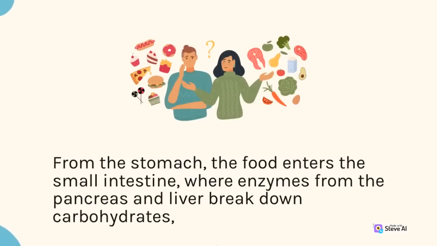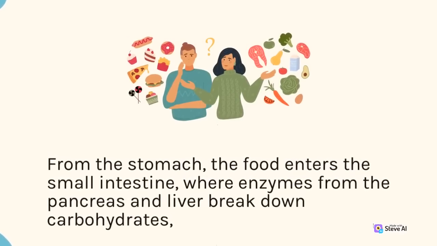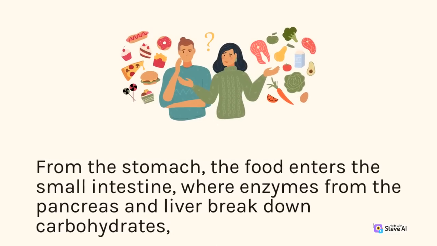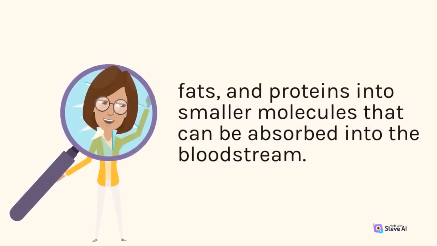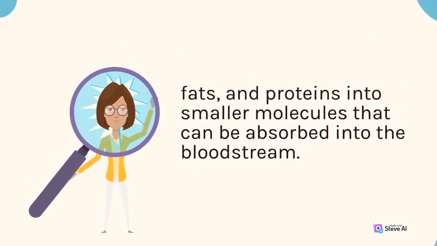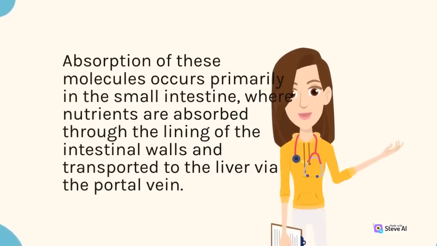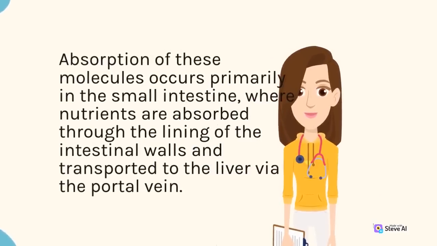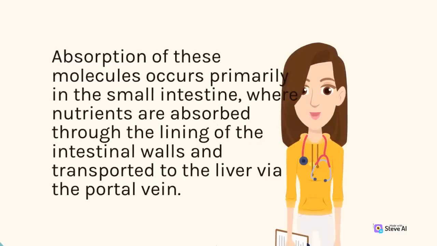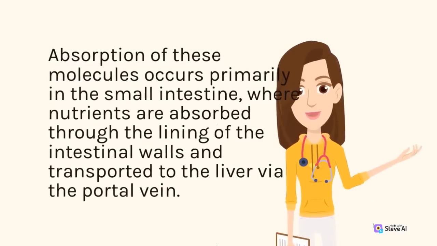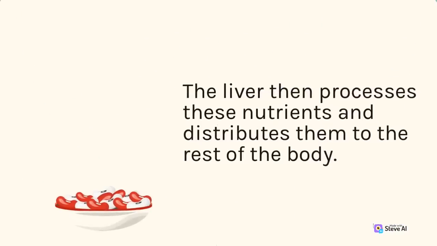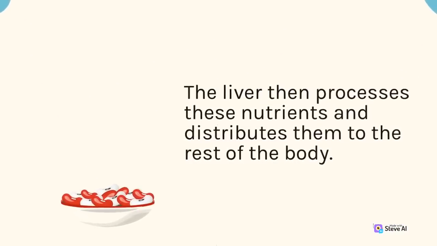From the stomach, the food enters the small intestine, where enzymes from the pancreas and liver break down carbohydrates, fats, and proteins into smaller molecules that can be absorbed into the bloodstream. Absorption of these molecules occurs primarily in the small intestine, where nutrients are absorbed through the lining of the intestinal walls and transported to the liver via the portal vein. The liver then processes these nutrients and distributes them to the rest of the body.